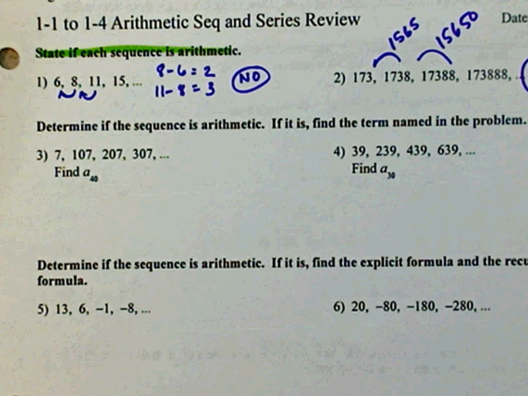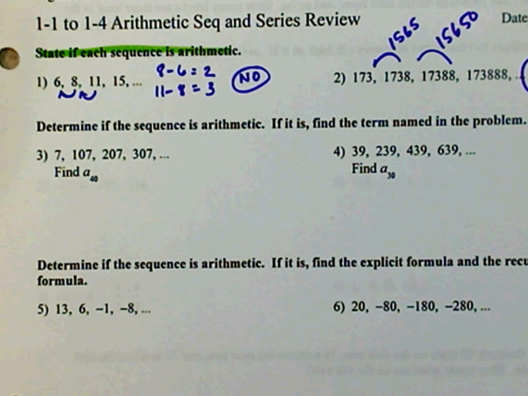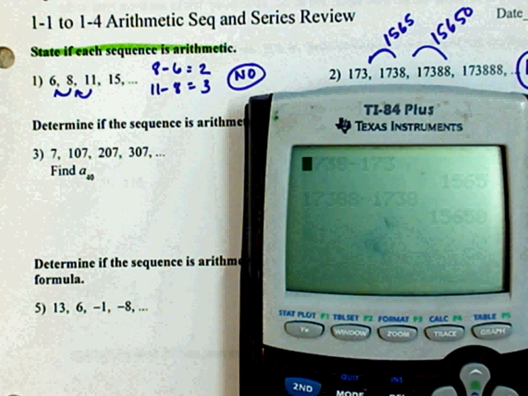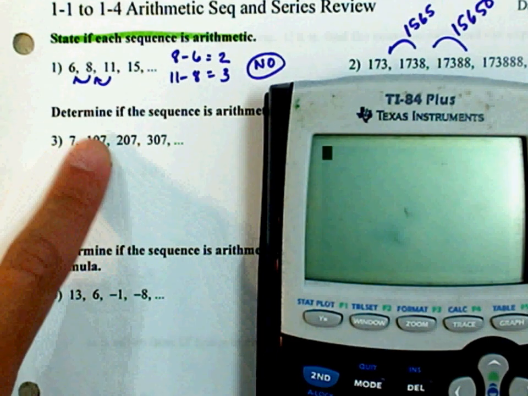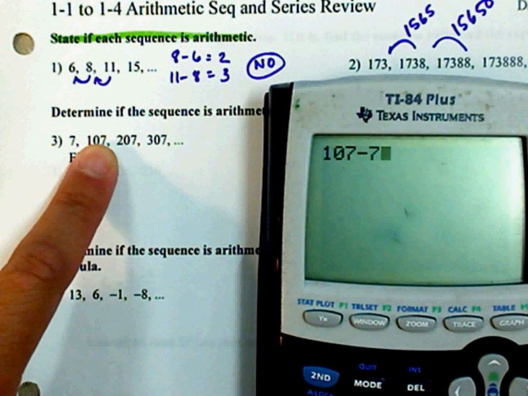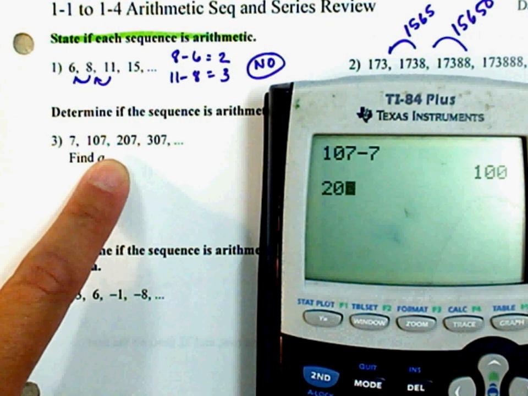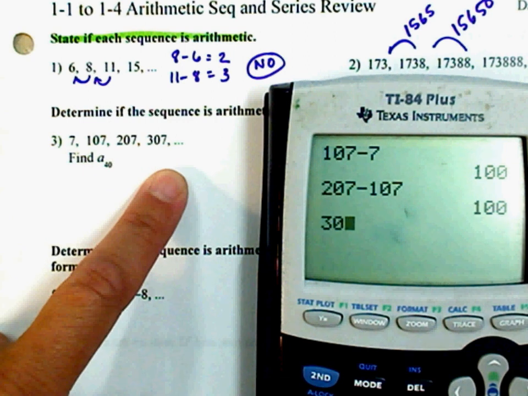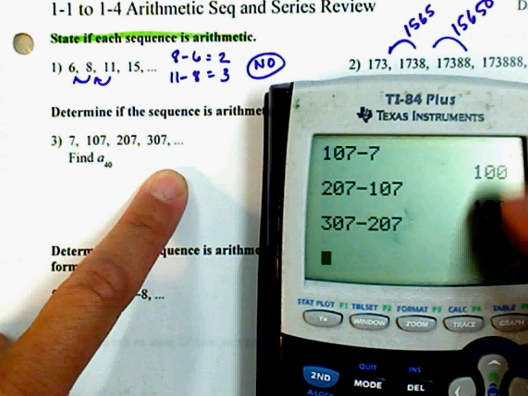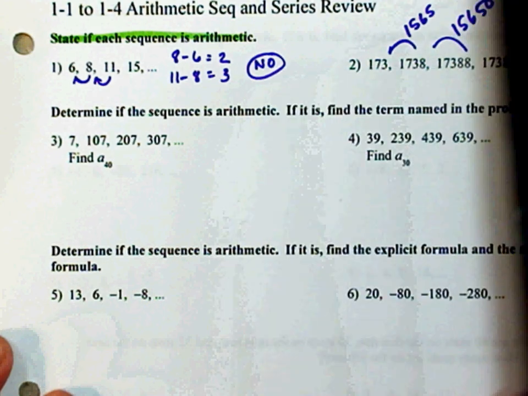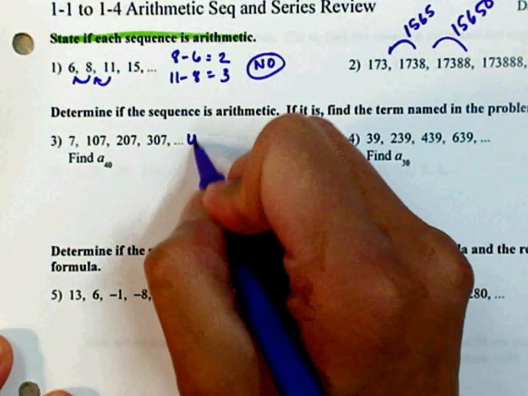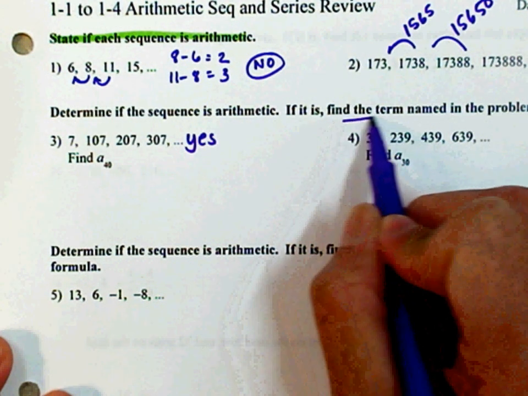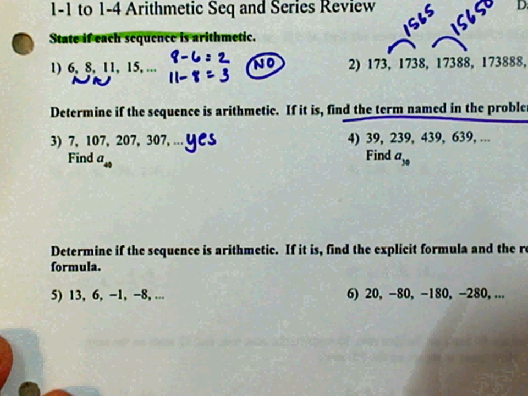All right. Number 3 says, determine if the sequence is arithmetic. So let's see. What are you noticing? If you take 107 minus 7, you get 100. 207 minus 107, you have 100. 307 minus the previous term. Do you see how those are all the same? So yes, this is an arithmetic sequence. Okay? And then it says, find the term named in the problem. So I want you to find the 40th term.